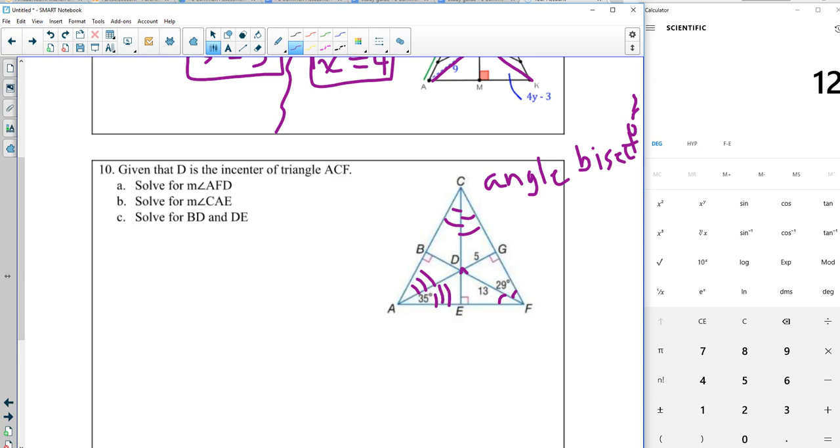So that means that the other half is going to be the same size. So AFD, looking at this angle here, I'm going to change the color to red. AFD. That's what they're looking for here. But since AFD is in the same angle that's being cut here, if this is 29, then this angle also has to be 29.